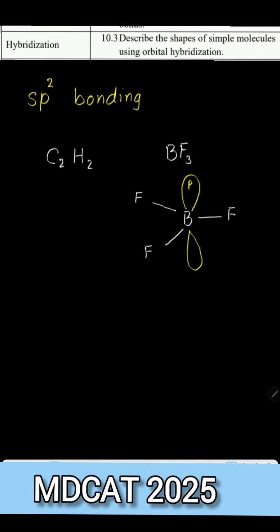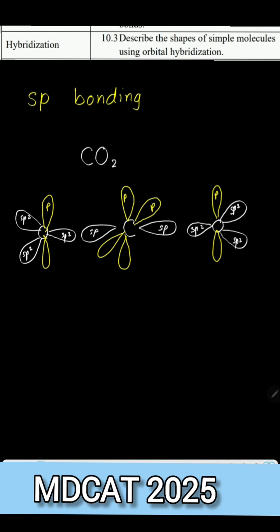sp2 bonding. First look at the example of boron trifluoride, in which all 3 hybrid orbitals are involved in sigma bonding with 3 fluorines, and the unhybrid p orbital remains empty in this case. In the case of C2H4, ethene, the 2 carbons are sp2 hybrid, having 3 sp2 hybrid orbitals, and they use them in sigma bonding: carbon to carbon, carbon to hydrogen, carbon to hydrogen. The unhybrid p orbital, having one electron in each carbon, forms a pi bond by parallel overlap.